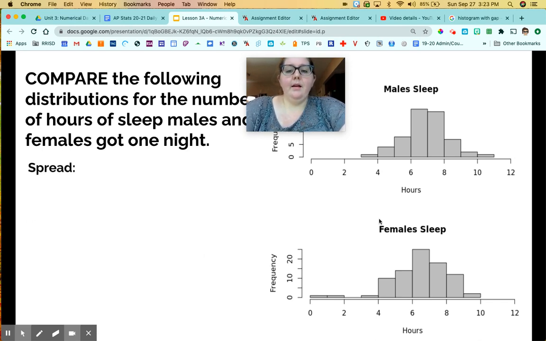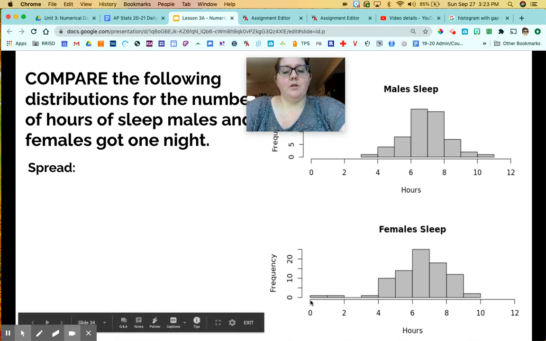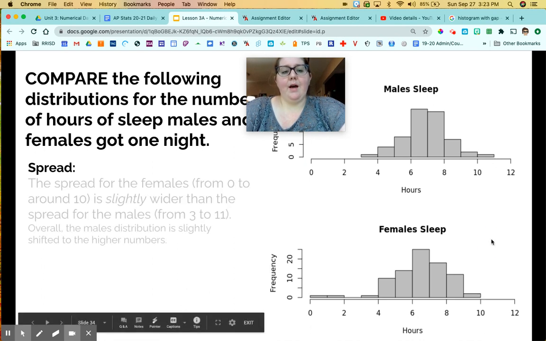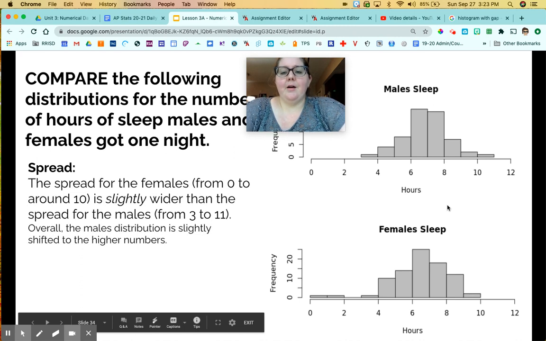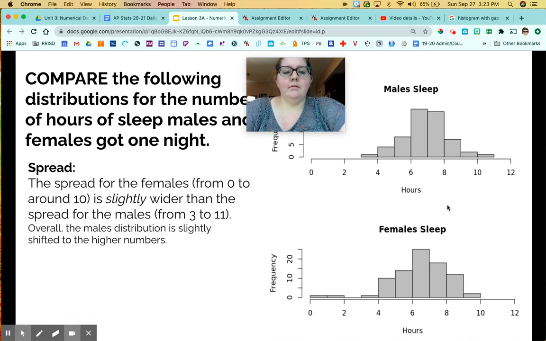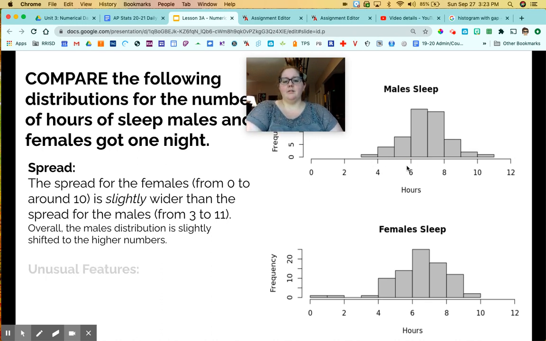For spread, I'm just gonna list the minimum and the maximum of each and compare how wide they are. So I would say for the males, it goes from 3 to about 11, whereas the females goes from 0 hours to about 10 hours. So the spread for females is slightly wider than the spread for males. So comparing them, saying which is wider or narrower. You could also mention that overall the males distribution for hours of sleep is slightly shifted to the higher numbers.